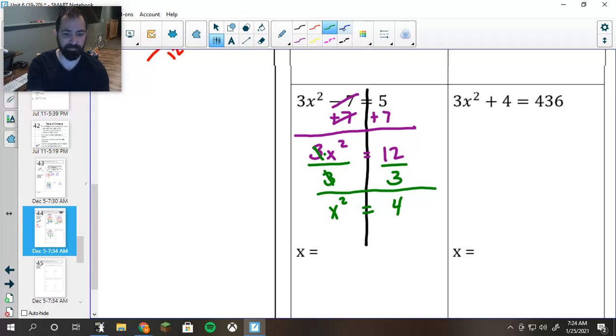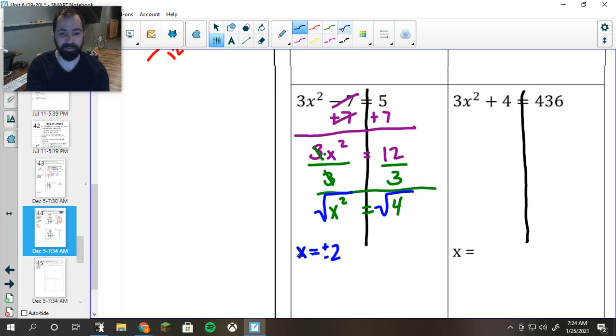It's always nice, got the perfect square. We take the square root of both sides, which is x equals 2 plus or minus. Square root of 4 is 2. Hopefully you got that one right. Let's try the next one on this page.